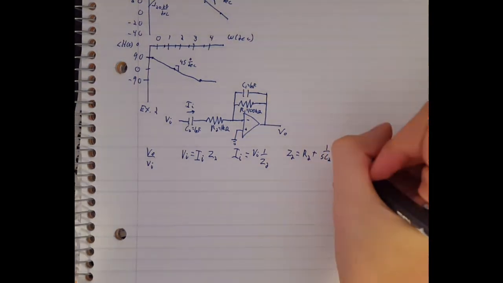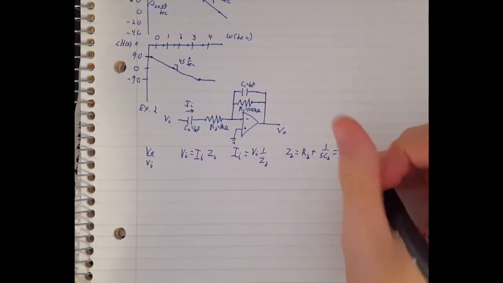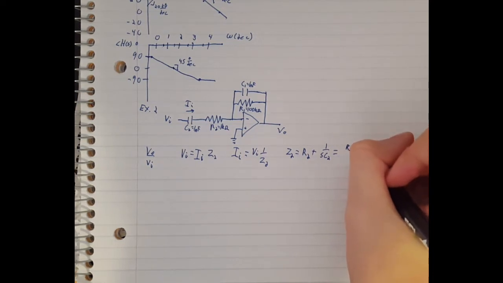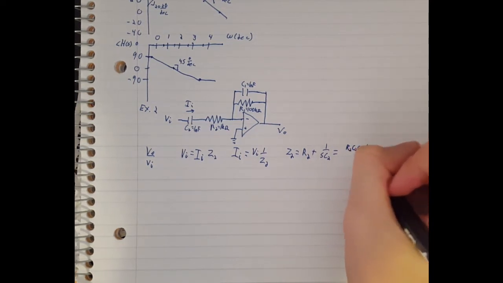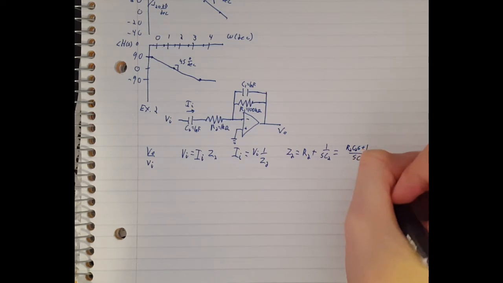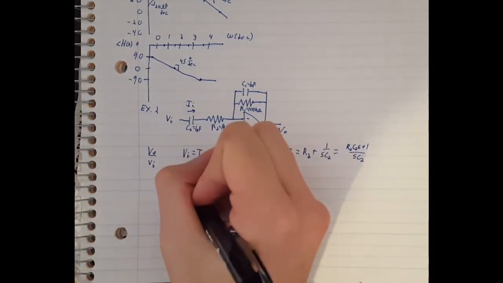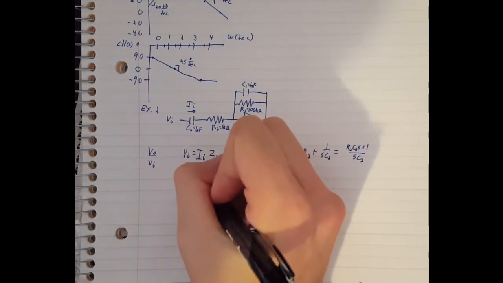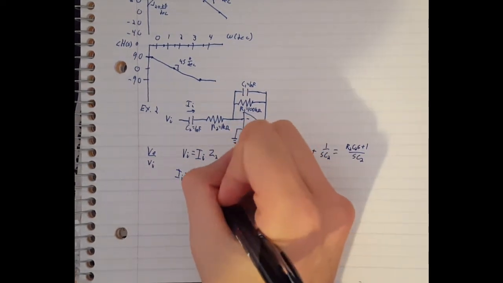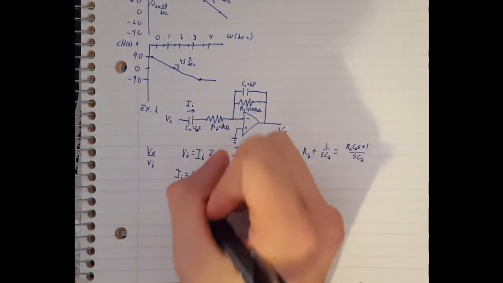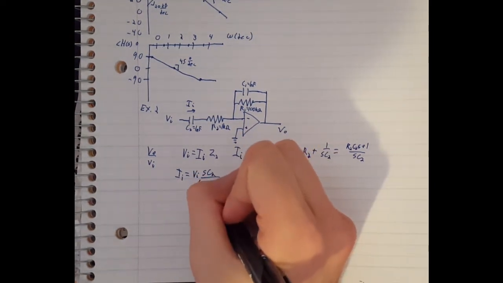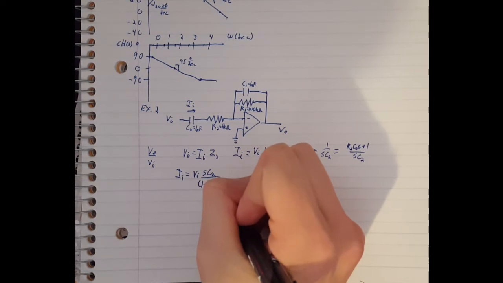So simplifying, putting this all in one form, we'll get R2 C2 S plus 1 over S C2. So we'll get I in equals V in times S C2 over 1 plus S R2 C2.